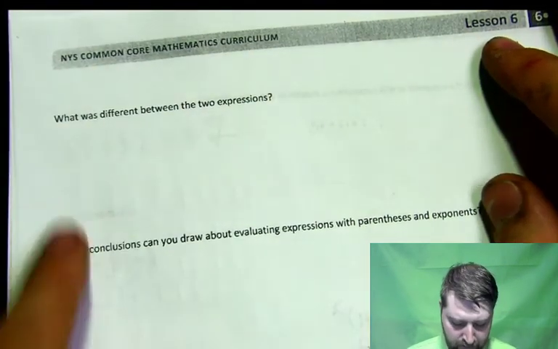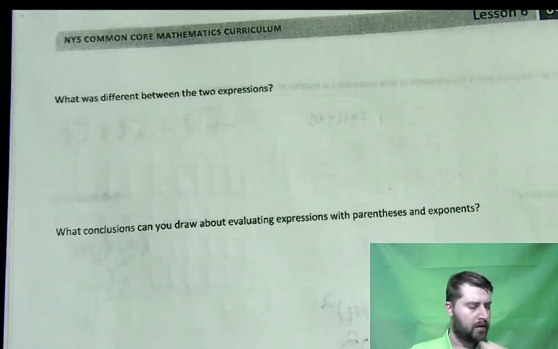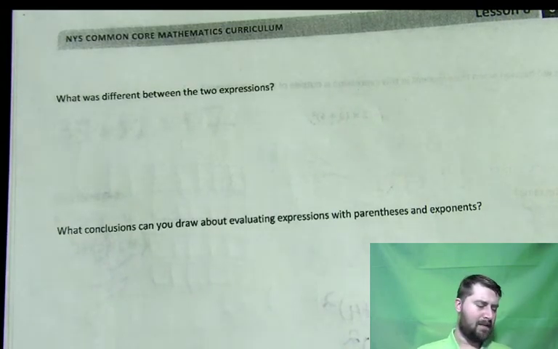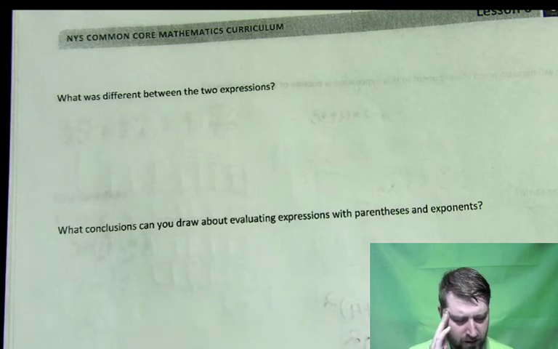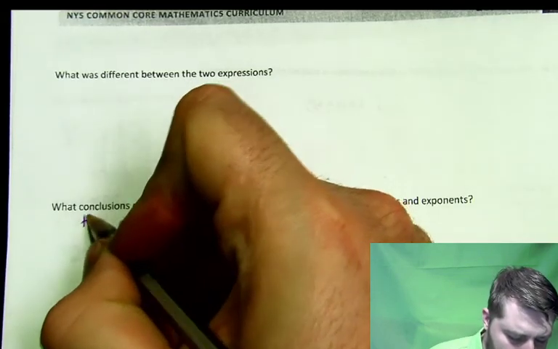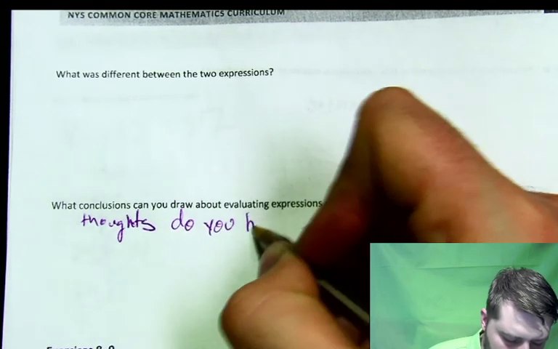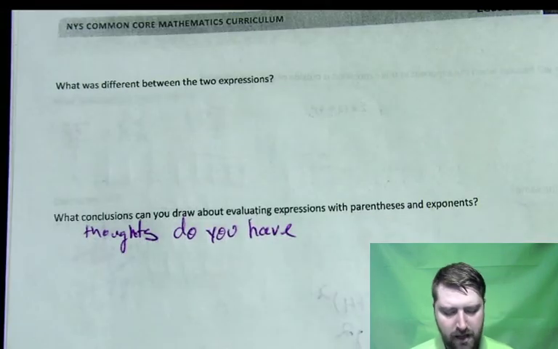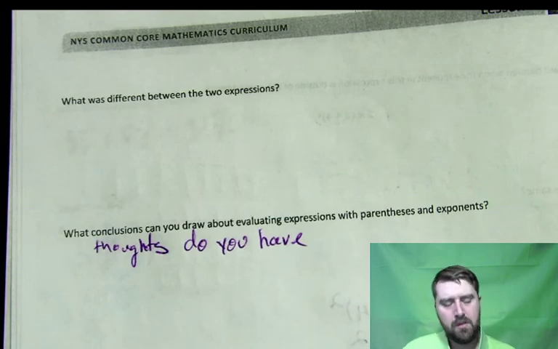So the 2 questions I'm going to pose to you that I would like you to write your response to on page 24 at the top. It says, what was different between the 2 expressions? So we had 2 expressions that all had the same numbers, the same exponents. The parentheses were just different. So what was different about those? And what can you determine? What conclusions, what thoughts do you have about evaluating or solving expressions with parentheses and exponents? So just share 2 thoughts.